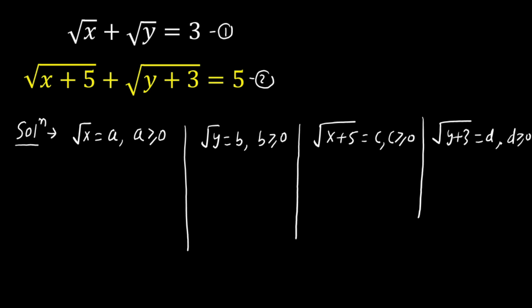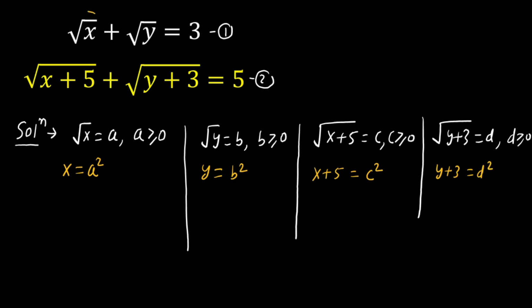If we square both sides, then on the left hand side we have x, which equals a square. Squaring both sides, y equals b square. Squaring both sides, x plus 5 equals c square. And squaring both sides, y plus 3 equals d square.